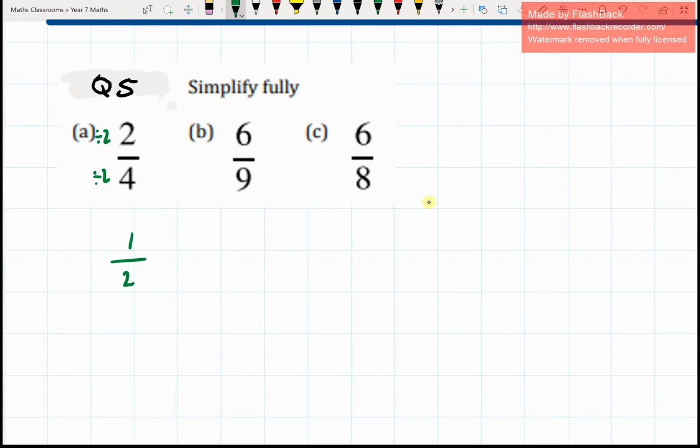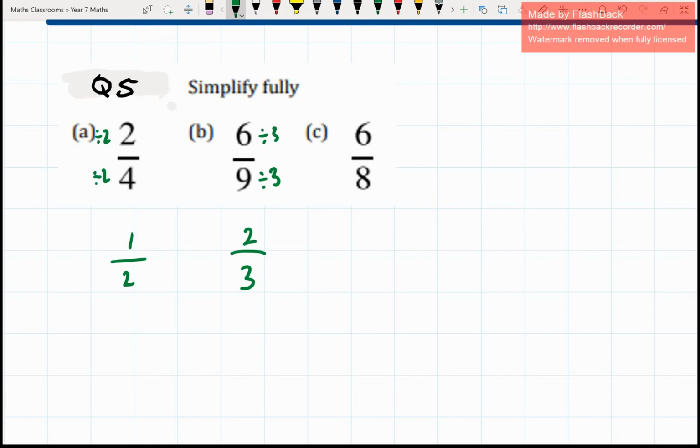On this one, I can't halve them, because if I halve 9, it would be 4.5. So that's not going to work. So on these ones, I'm going to divide them both by 3. So how many 3's go into 6? That's 2. How many 3's go into 9? That's 3. And it can't be taken down any further than that.